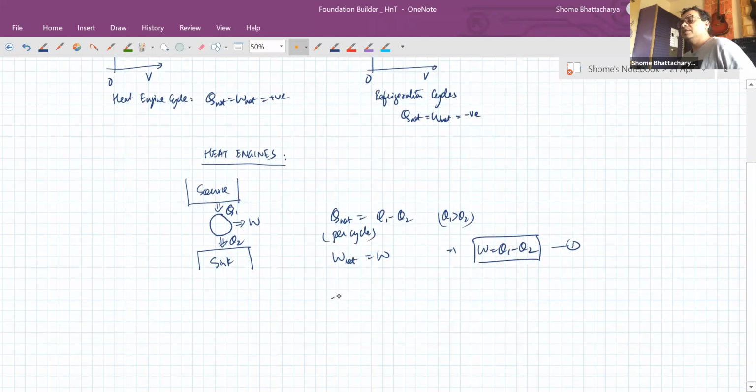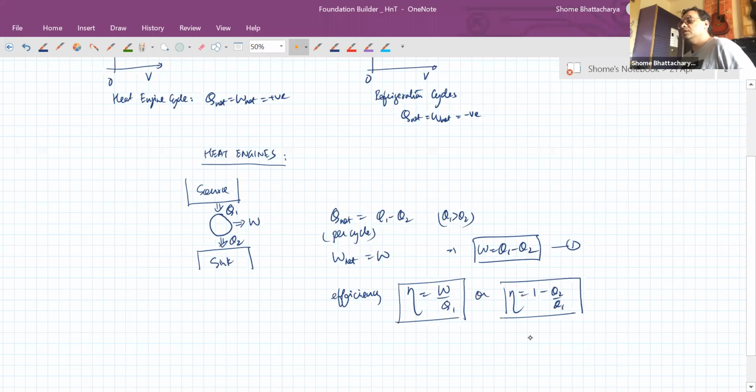Secondly, we define the efficiency of the heat engine as the ratio of the net work done by the cycle per unit heat supplied from the heat source. So therefore, it also becomes 1 minus Q2 by Q1. We can define the efficiency in terms of W and Q1, or in terms of Q2 and Q1. Both these formulae are equally valid, and they're one and the same thing. So today we'll start with some applications of this particular concept.